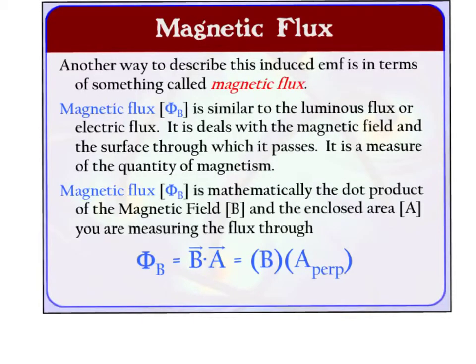Another way to describe this is called magnetic flux. Flux is similar to luminous flux with light or electric flux. It deals with the magnetic field and a surface through which it passes. It's also a measurement of magnetism. The way to figure out your magnetic flux is the dot product, which means the angle matters, of your magnetic field and the area you're measuring the flux through.